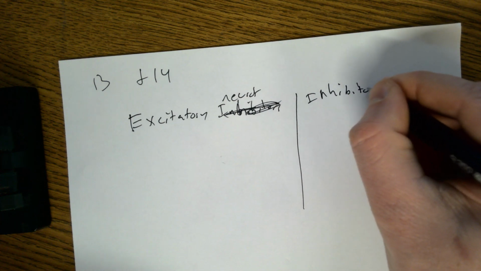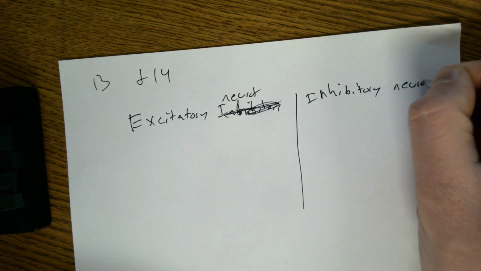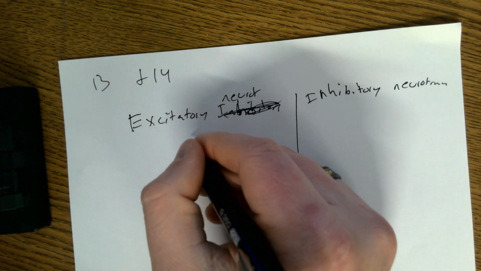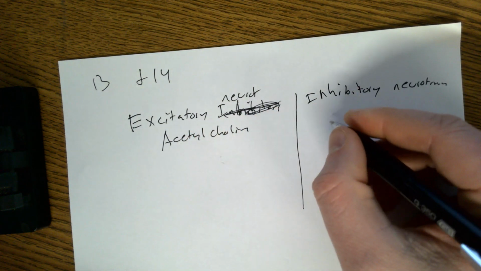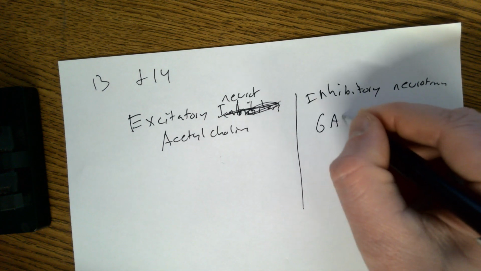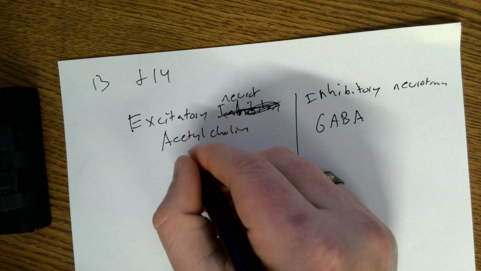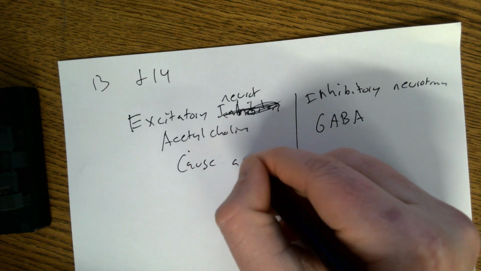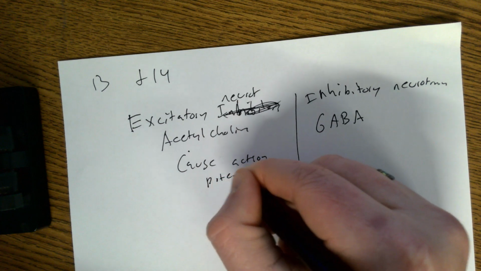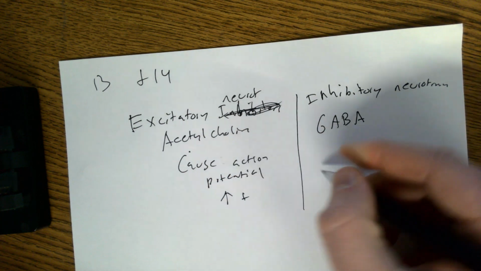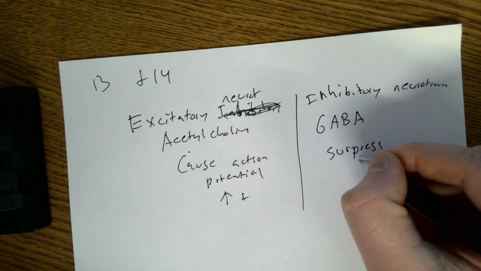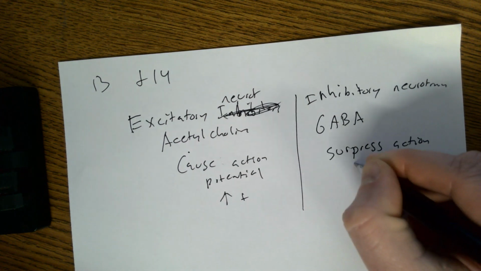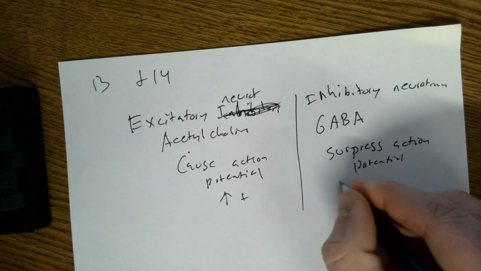And inhibitory neurotransmitters. So these are going between the synapses, etc. This one is acetylcholine, and our example for our inhibitory one is going to be GABA. The excitatory ones are trying to cause an action potential, so they're trying to make it more positive. GABA, on the other hand, is trying to suppress an action potential, and so it is going to make it more negative.